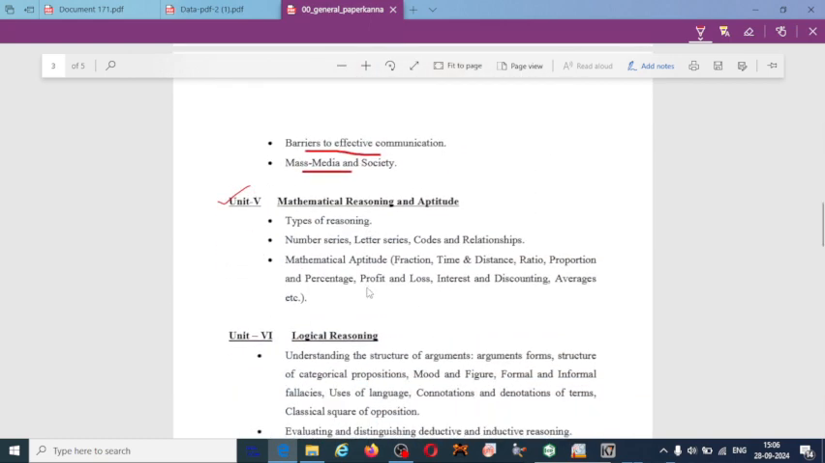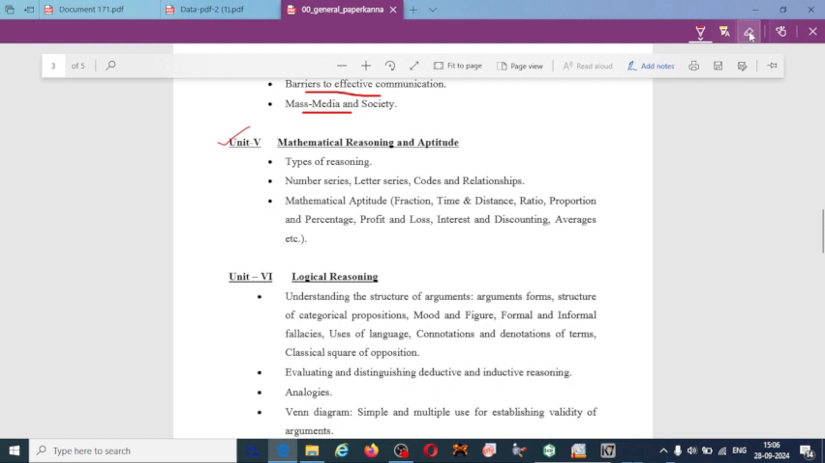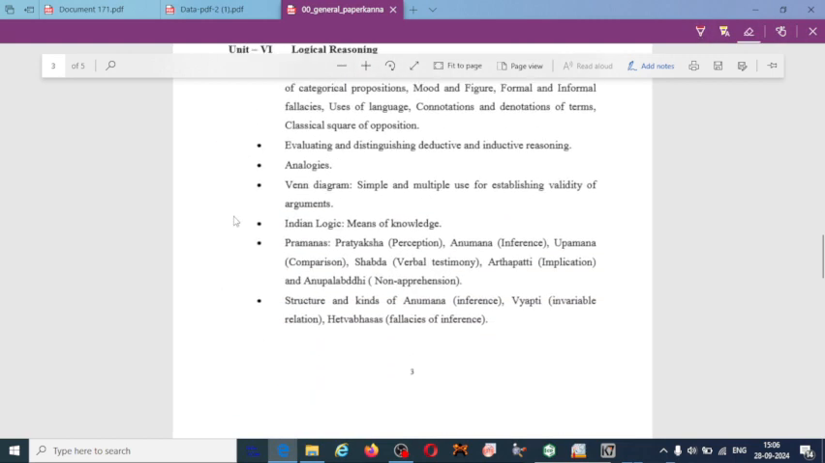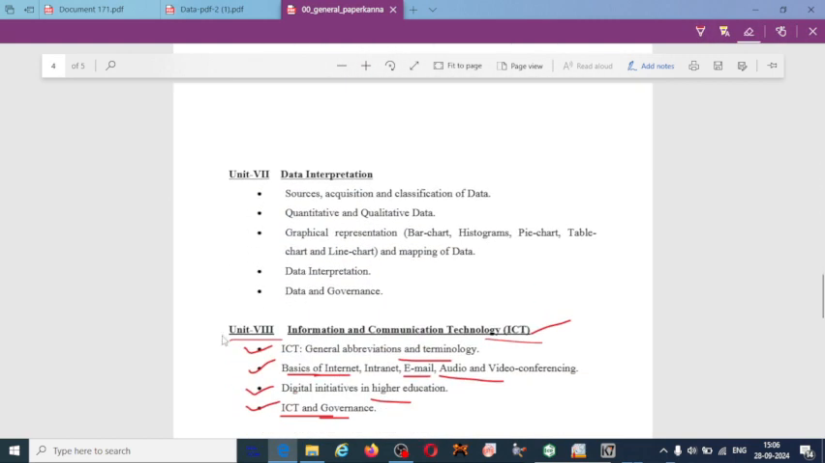Mathematical reasoning and aptitude today, and this one I need to cover. So logical reasoning, and I have covered the information and communication technology. So today's topic is data interpretation.